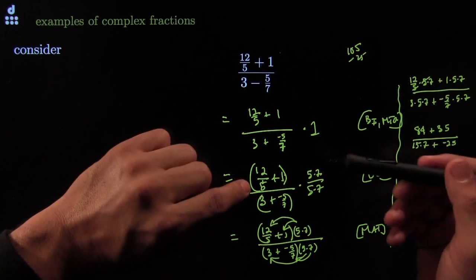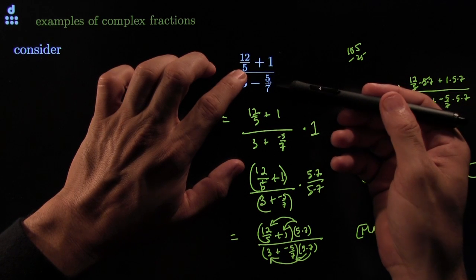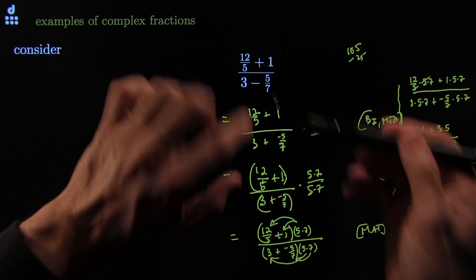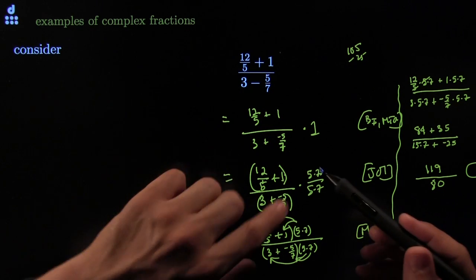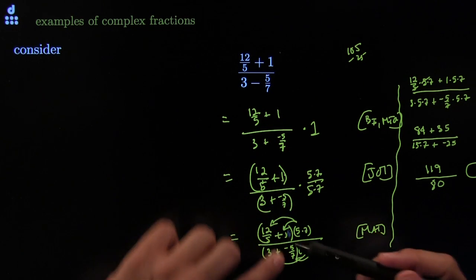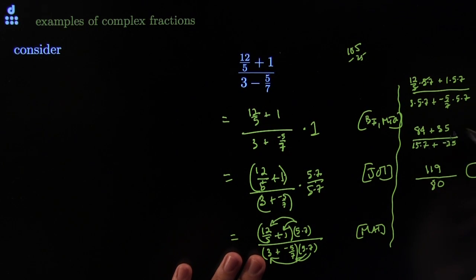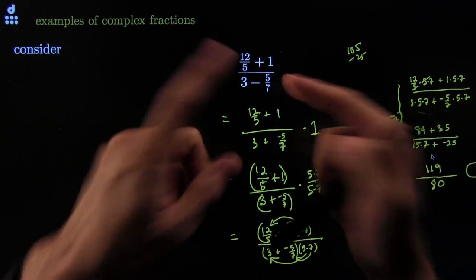And the idea there was multiply top and bottom by the LCM of the denominators. Multiplying top and bottom by 5 would kill that 5. Multiplying top and bottom by 7 would kill that 7. Give us a really nice expression with no fractions. This is another way of doing it. So we have two ways of doing it, at least.